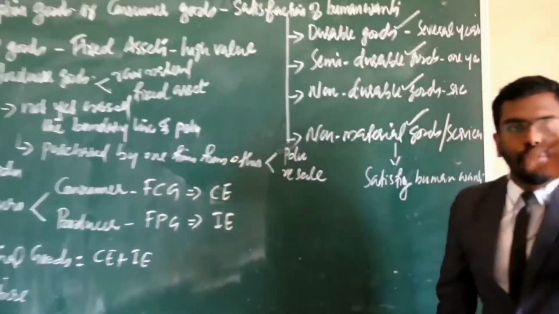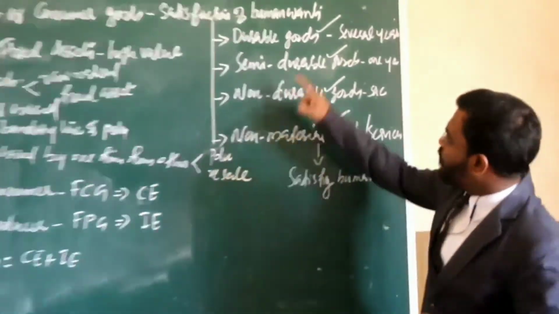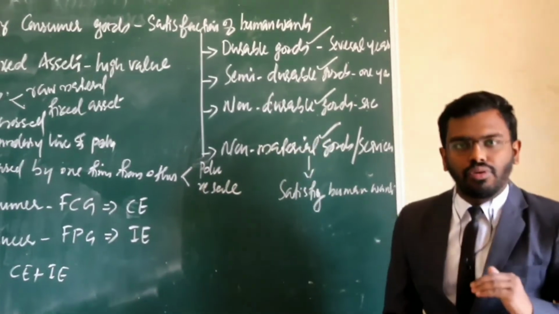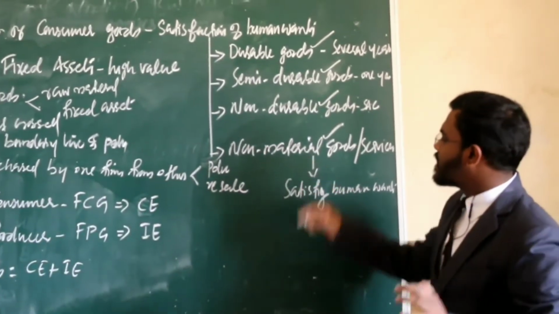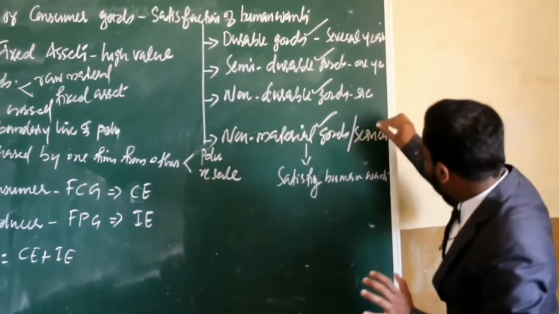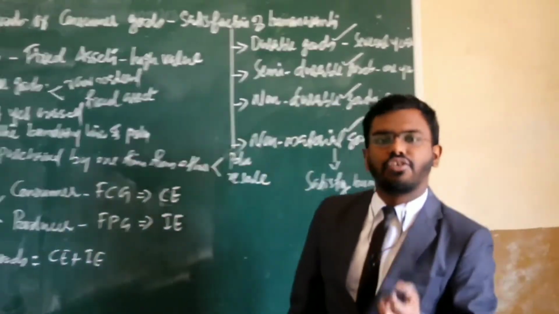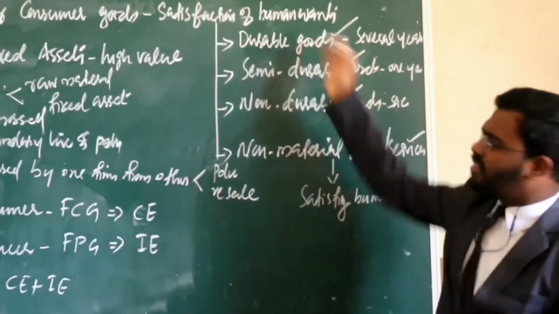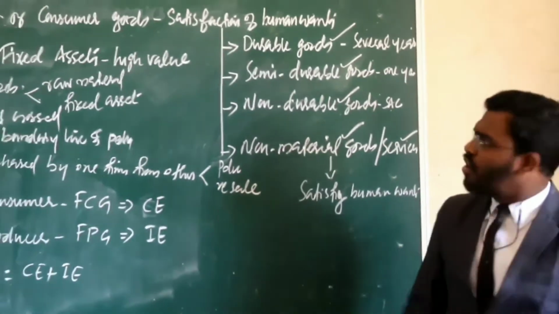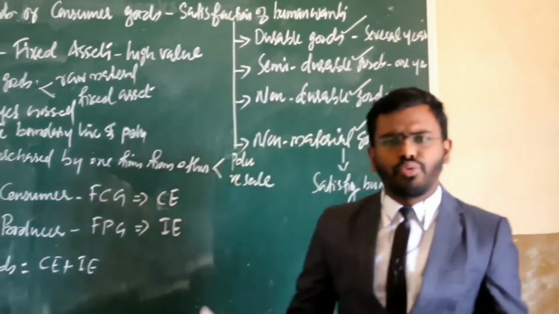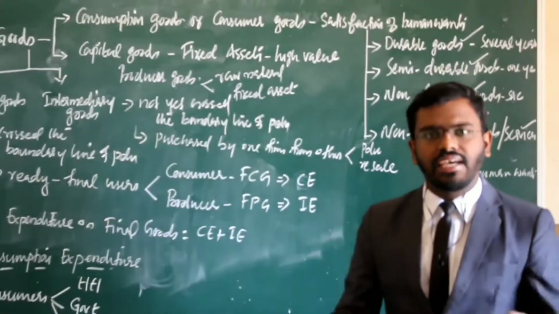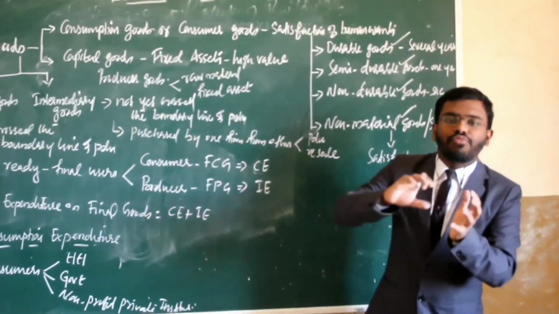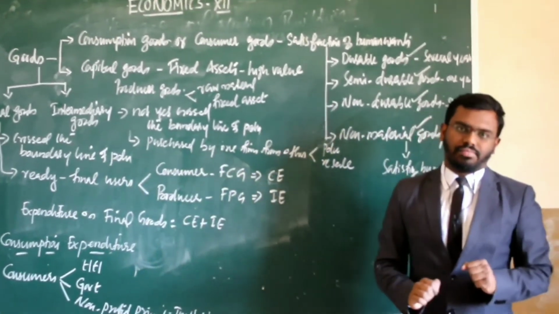First one, durable goods. Second one, semi-durable goods. Third one, non-durable goods. And fourth one, non-material goods, otherwise also known as services. Then what is the difference between these consumer goods? First one, durable goods. What is durable goods? Durable goods are consumer goods which the consumer can use for several years.